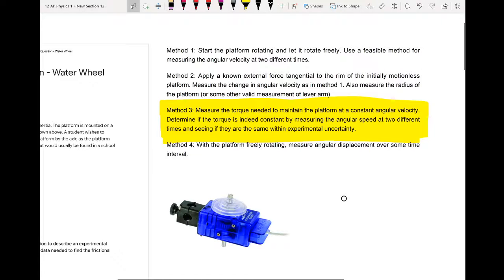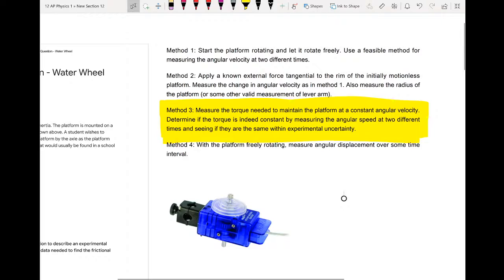Okay, so this video for method 3 is going to be a lot shorter, because really what method 3 is, is taking method 2 and just spinning it, kind of turning it on its head a little bit. So instead of applying this tangential torque, you're just applying a torque until it's rotating at a constant angular velocity.